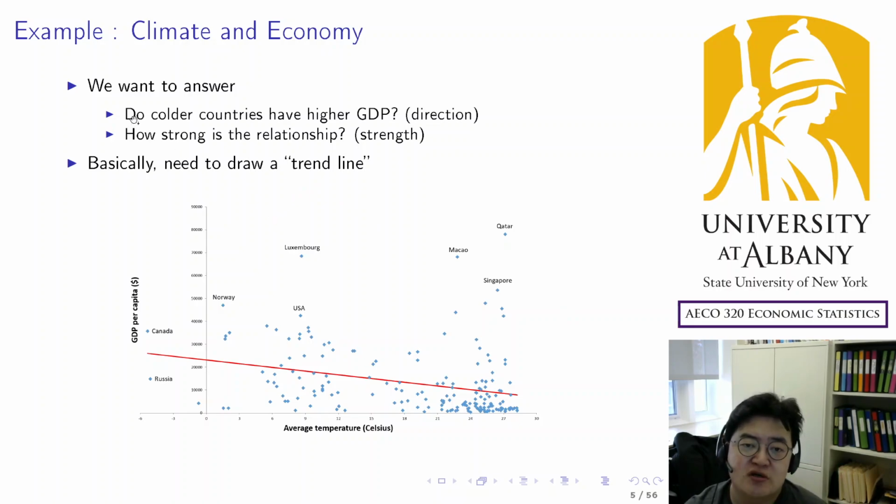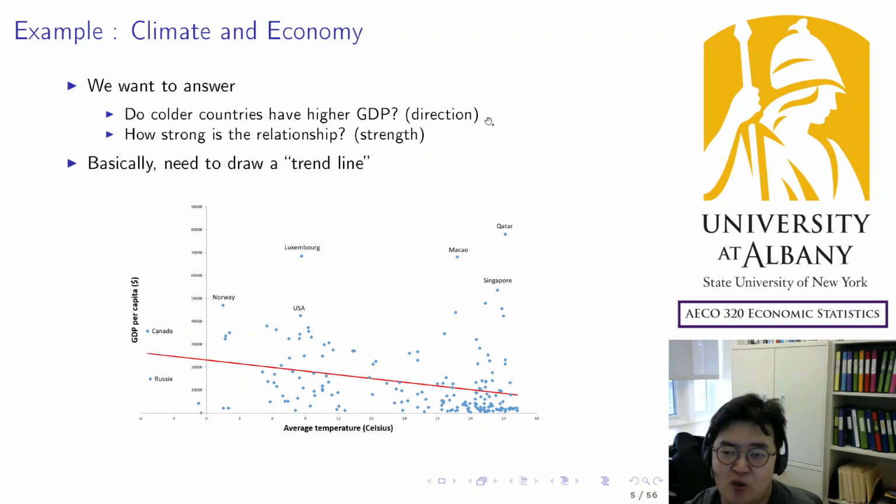First, do colder countries have higher GDP per capita? This is about direction, whether these two variables have a positive or negative relationship. So this question is about the sign, whether it increases or decreases. And the second part of the question is, how strong is the relationship? We are also curious about that. If you know the relationship, how accurately can the relationship explain the two variables?